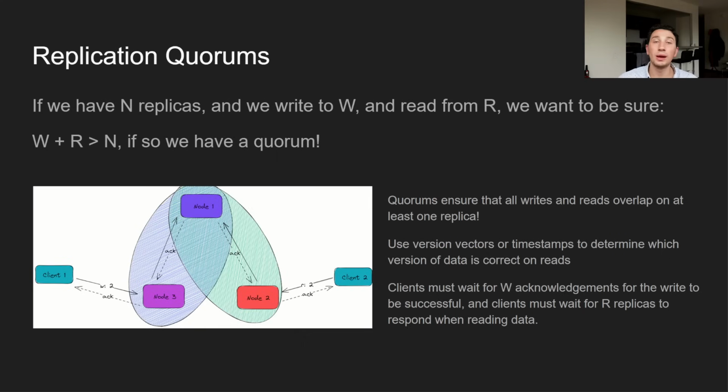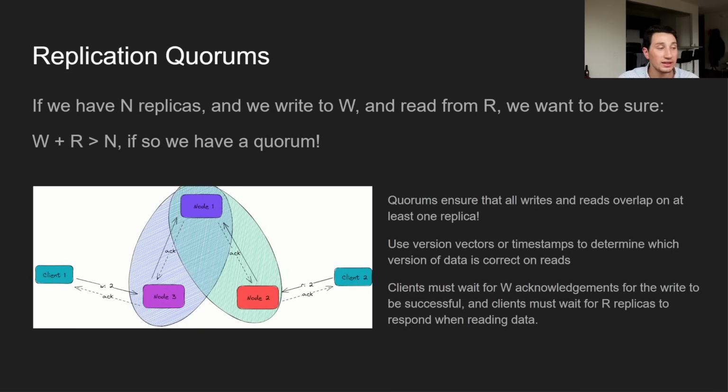So let's say we have n replicas in our setup. For us to consider a write to be valid, it has to first make it to w replicas. And for us to have all of the data that we need to make a successful read, we need to read from r replicas. A quorum is when that w plus r parameter is greater than the n nodes. And so if this occurs, then we have something known as a quorum.